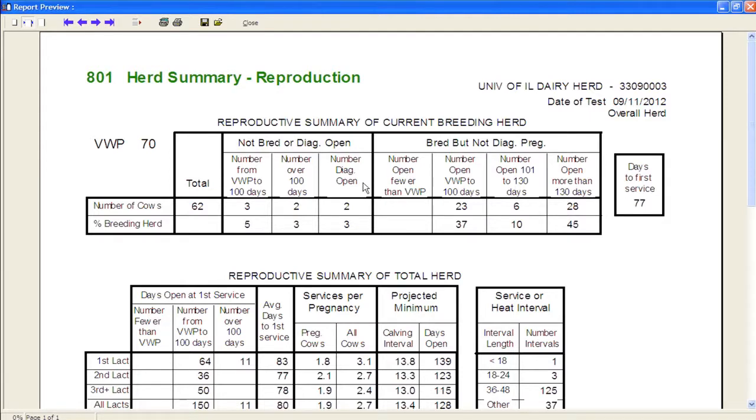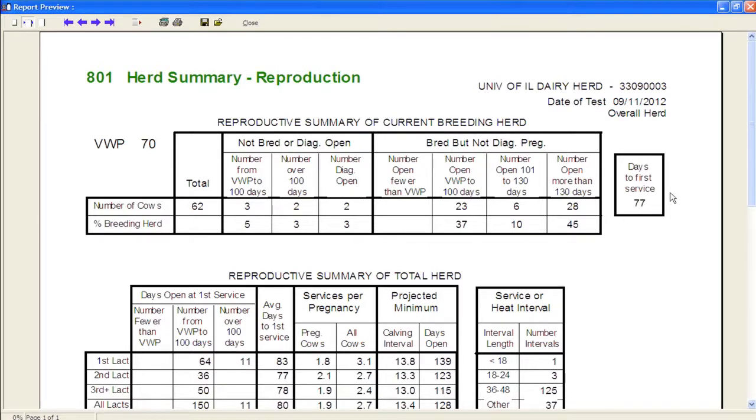So it's important, if you don't see values listed in here, it's probably because they're not confirming cows pregnant in PCDART and you don't have that data. So you can see we have actually 62 cows that are past the voluntary waiting period that are in the current breeding herd and have not been confirmed pregnant. You've got some categories here to determine how many cows or what percent of the breeding herd are between voluntary waiting period and 100 days, over 100 days, and the number that are diagnosed open.